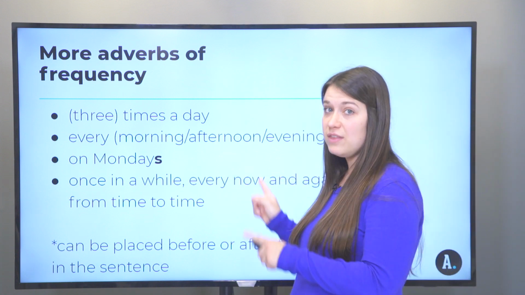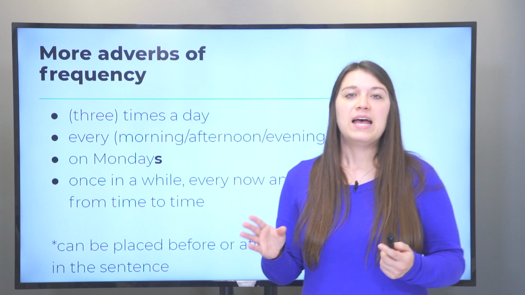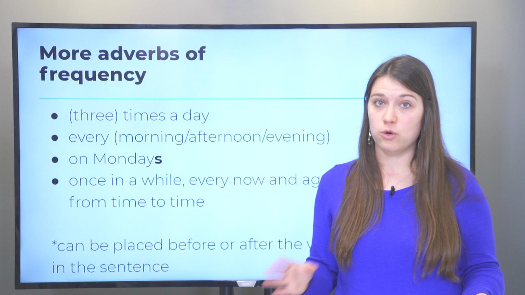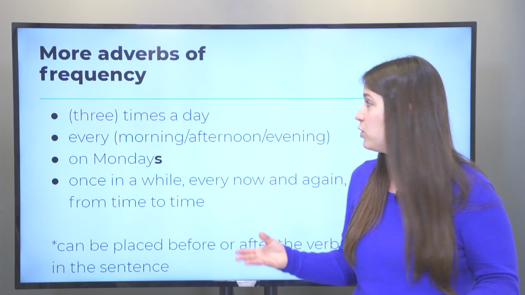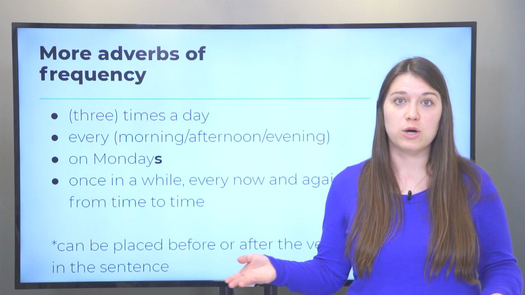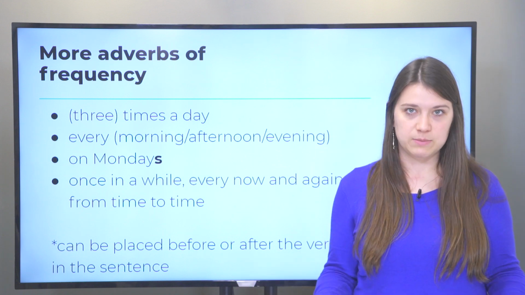In the case of these adverbs of frequency, some can go before the verb and some can go after, or either way, and it's both correct. So you can say 3 times a day I go to the gym, or I go to the gym 3 times a day, 3 times a week, etc.